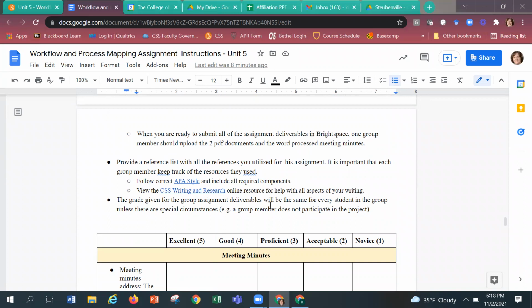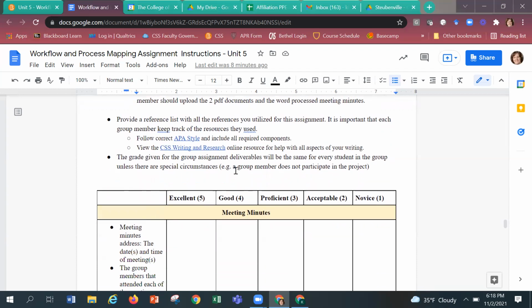I would also like you to provide a reference list with all of the references you utilize for this assignment. It's important that each group member keep track of the resources they use depending on your responsibilities, okay? Of course, follow correct APA style. And again, like I mentioned at the beginning, the grade given for the group assignment deliverables will be the same for every student in the group unless there are special circumstances, okay?